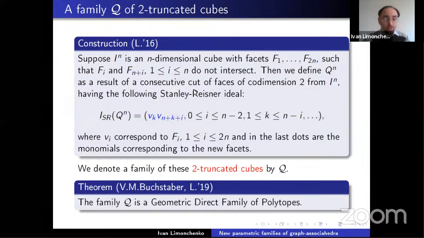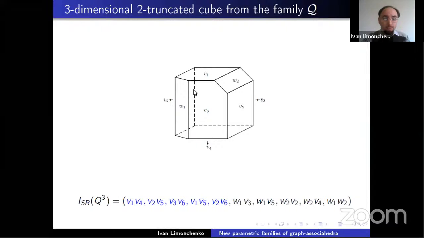And we showed with Victor that this is an example of a geometric direct family of polytopes. Because these polytopes are flag, this simply means that Q_{n-1} is a facet of Q_n. This is sufficient to show that it is a geometric direct family of polytopes. And here is an example. This is a three-dimensional simple flag polytope, which is a member of my family Q.